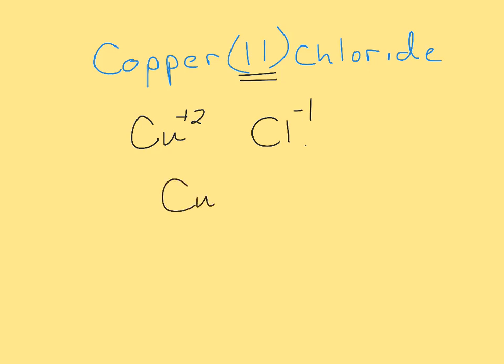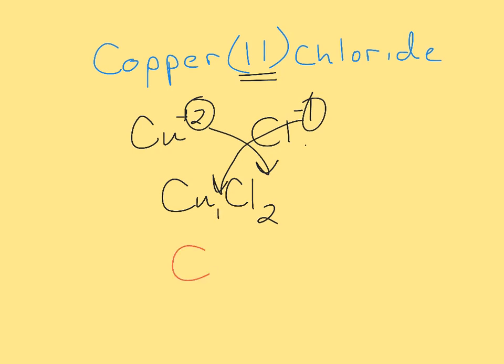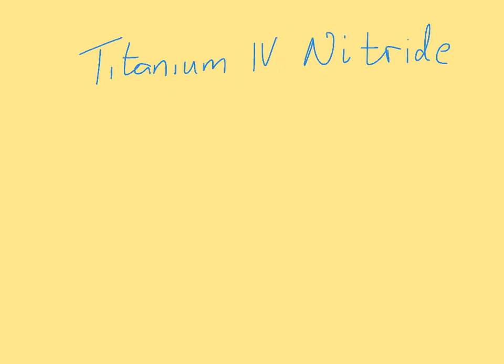Now we cross over again. The 2 crosses over. The 1 crosses over. And we don't have to write the 1s, so we're going to get CuCl2. So we got Roman numerals.